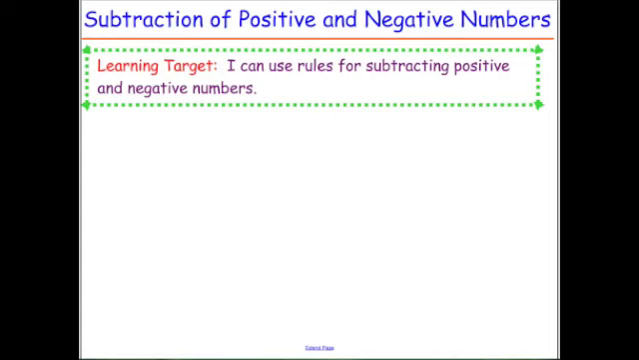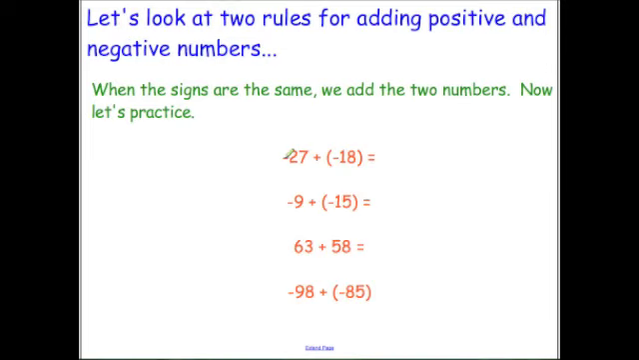Today we're going to be doing subtraction of positive and negative numbers. Our learning target is I can use rules for subtracting positive and negative numbers. So we see that we have a negative and a negative, so we just add those negatives together. We take negative 27 plus negative 18, which gives us negative 45.